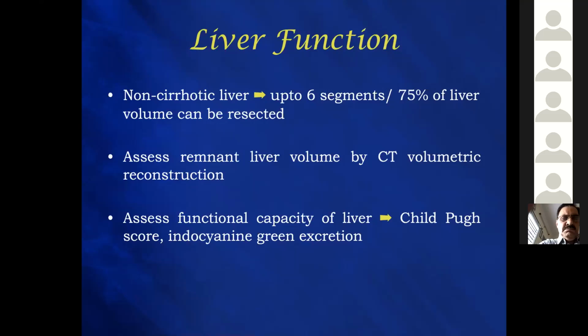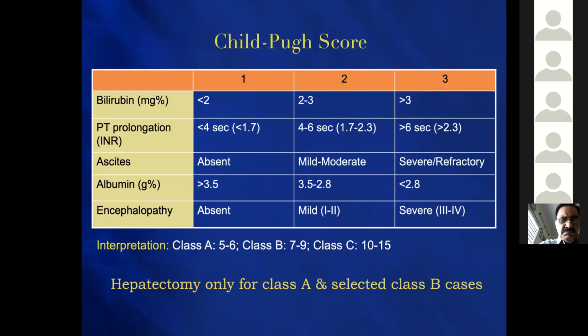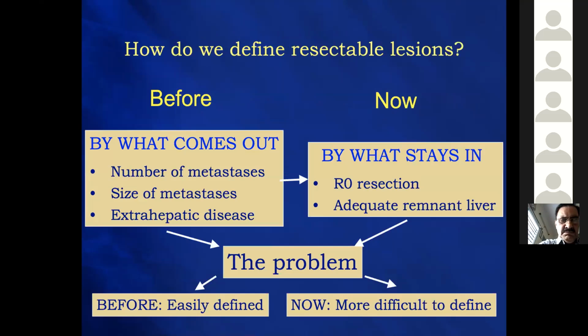Assess the future liver remnant using CT volumetry reconstruction, and also the Child-Pugh score classification and indocyanine green excretion. You all know about this scoring and classification. Hepatectomy is actually done for class A and very carefully selected class B cases.